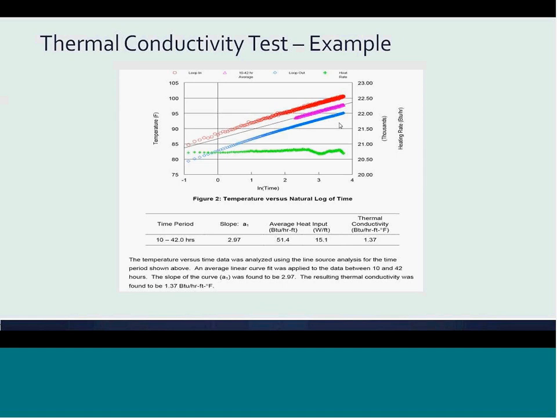And just as another reference, earlier in the first slide, I gave reference to ASHRAE HVAC Applications Chapter 34. In the chapter, you will also find information about this thermal conductivity testing process.